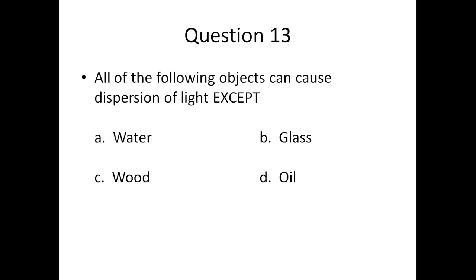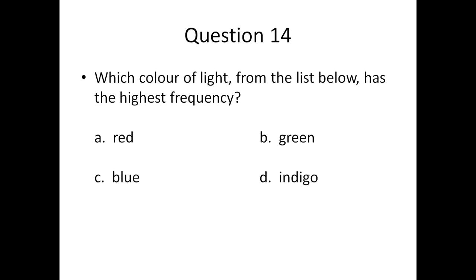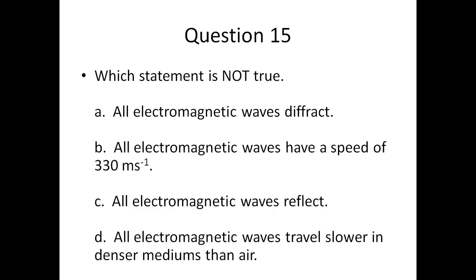Question 13. All of the following objects can cause dispersion of light except A, water, B, glass, C, wood, D, oil. Question 14. Which color of light from the list below has the highest frequency? A, red, B, green, C, blue, D, indigo.